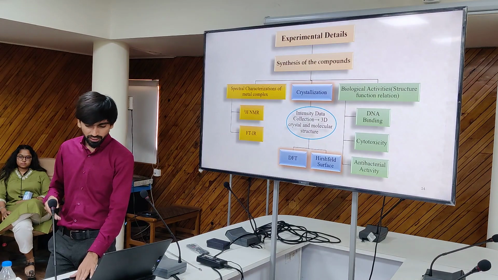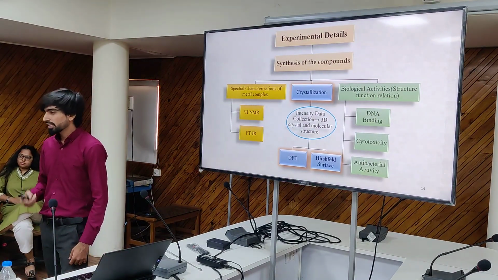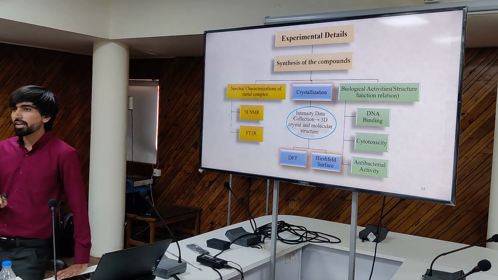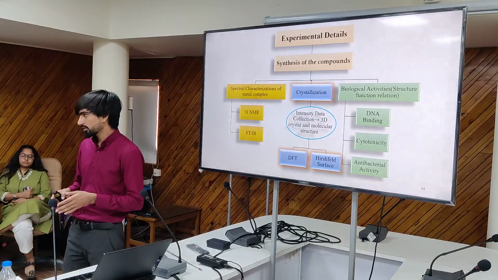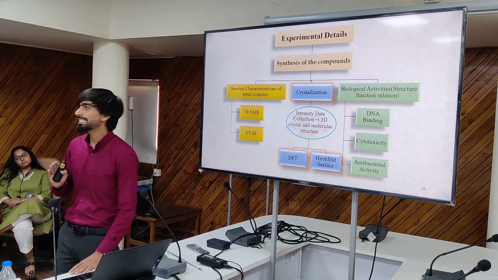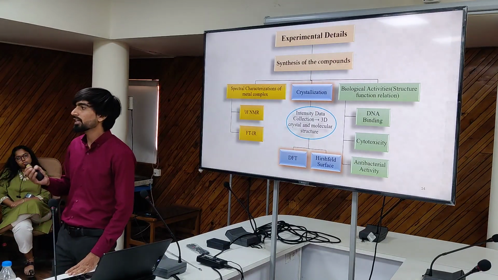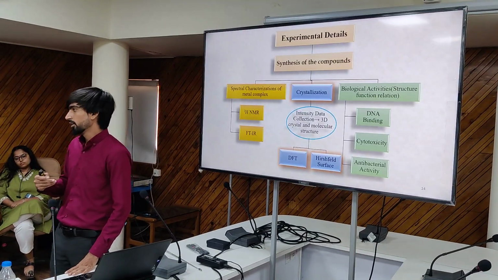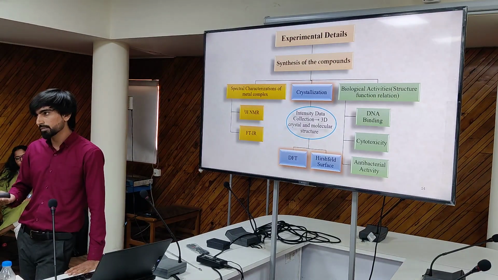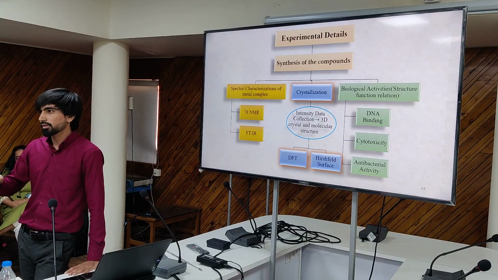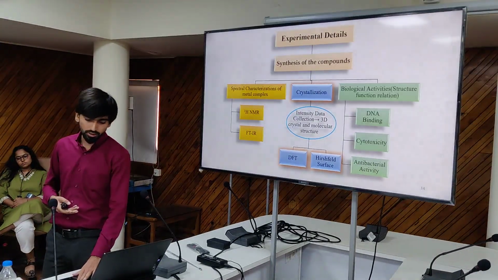From the biological side, we first carry out the DNA binding study, cytotoxicity, and antibiotic activity. For the DNA binding study, I use ctDNA. Now, why do I use ctDNA? ctDNA is a very famous DNA, and there are two reasons behind this. First, it's easily available. Second, the conformation of ctDNA is very similar to human DNA. So if the metal complexes show a good response toward ctDNA, it means the same response can also be repeated in human beings. That's why we use ctDNA.